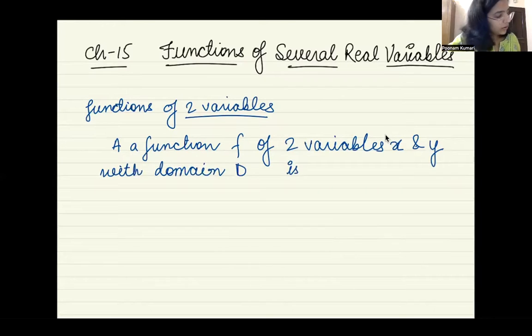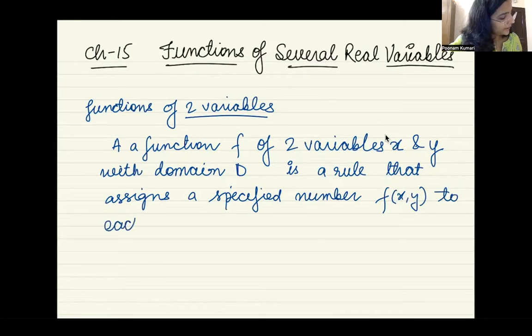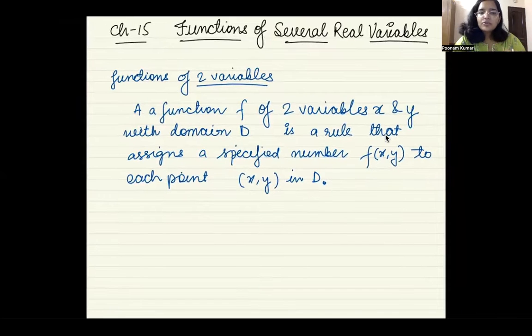What is it? It is a rule that assigns a specified number f(x, y) to each point x, y in D. So this is just a definition of what a function of two variables means. Let's understand this definition. What does that mean? So a function which we are calling f, a function of two variables. What are the two variables? x and y with domain D.